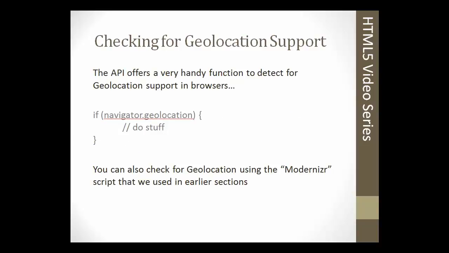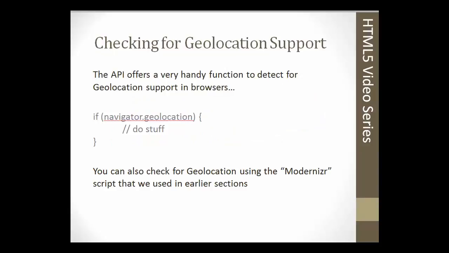Alright, so we want to check the browser to see if there's geolocation support. Like I said, all the latest versions of every browser at this time do support geolocation, but you should still add this in your code, just in case. Some people still use older computers and older browsers. And the API offers a very handy function to detect for support, and it's as simple as checking the navigator object for the geolocation property. You can also use Modernizr, as we've used in past sections. It's almost just as simple as this function. Very easy.